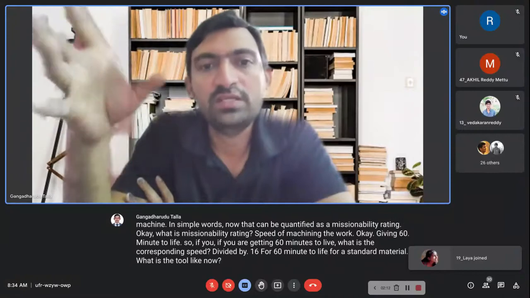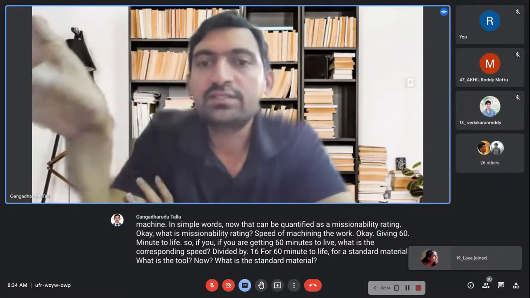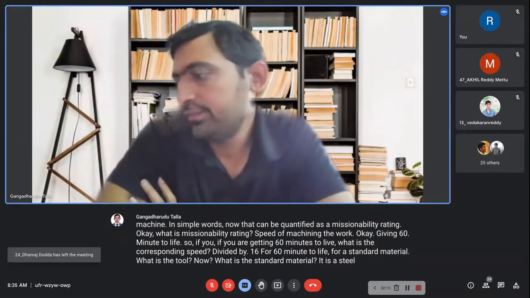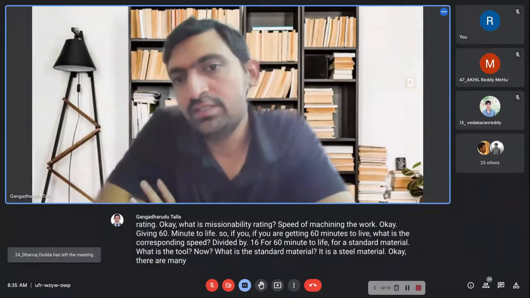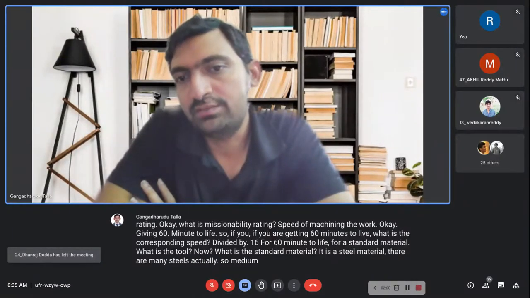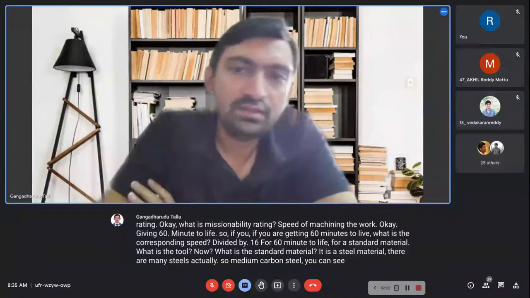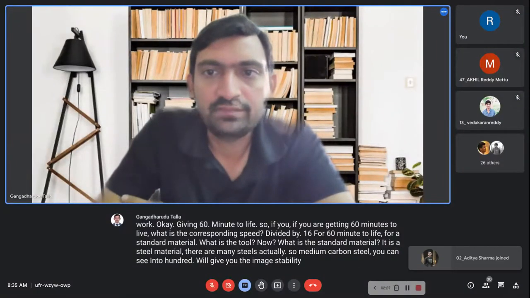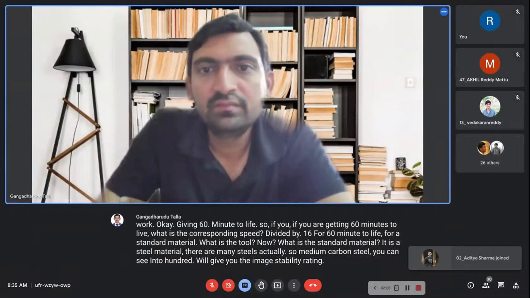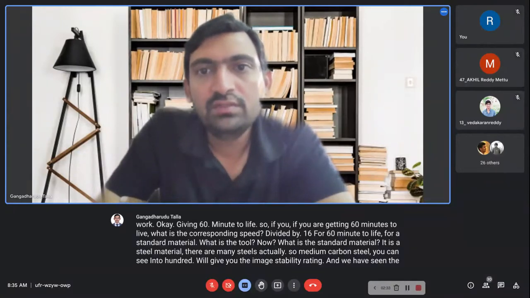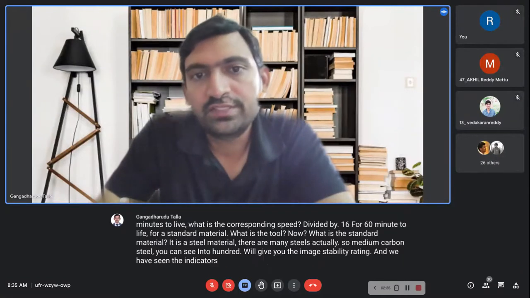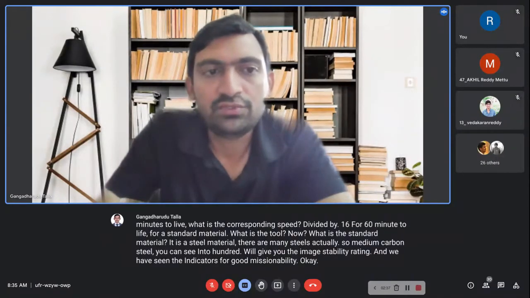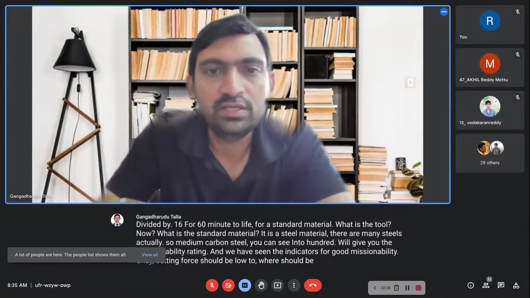Now, what is that standard material? It is a steel material. There are many steels actually, so medium carbon steel, you can say, into 100 will give you the machinability rating. And we have seen the indicators for good machinability: cutting force should be low, tool wear should be low, tool life should be high, etc.